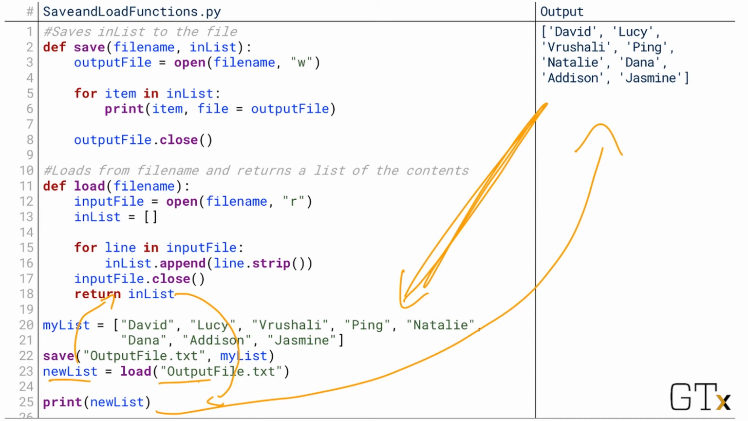So in that way, we've now created two functions that can persist data across multiple runs of our programs. Most importantly, they mirror one another. Loading results in a list with the exact same values in the exact same order as the list that was saved.